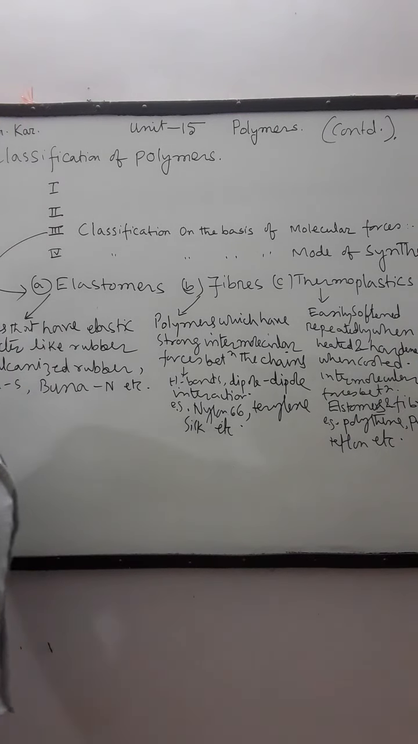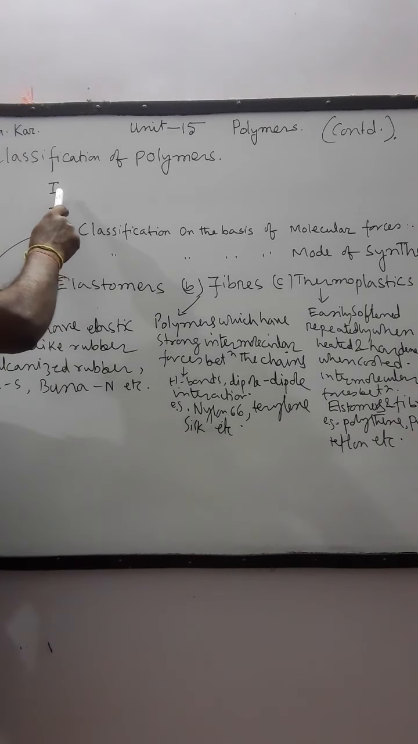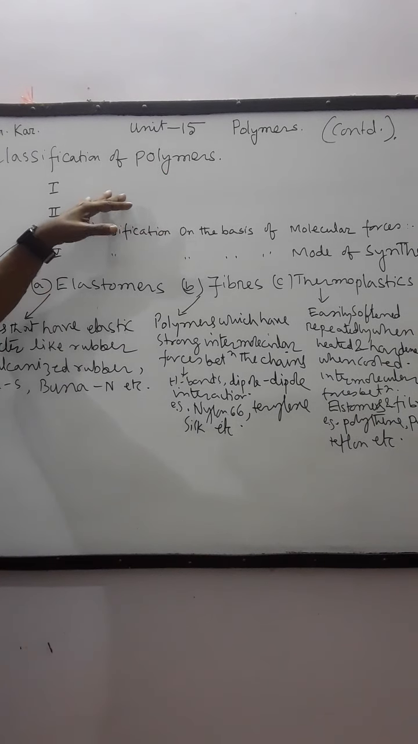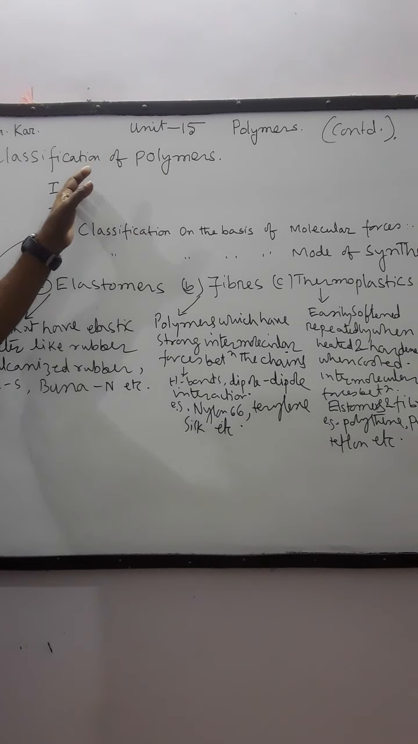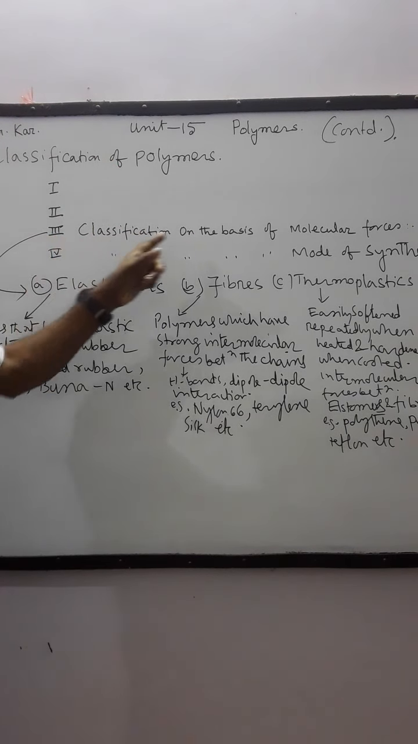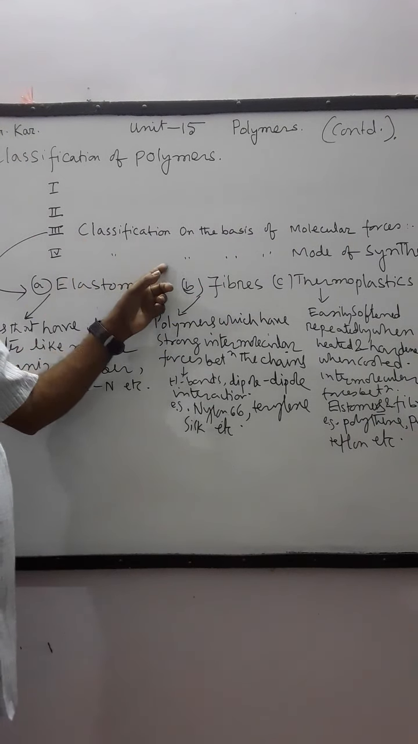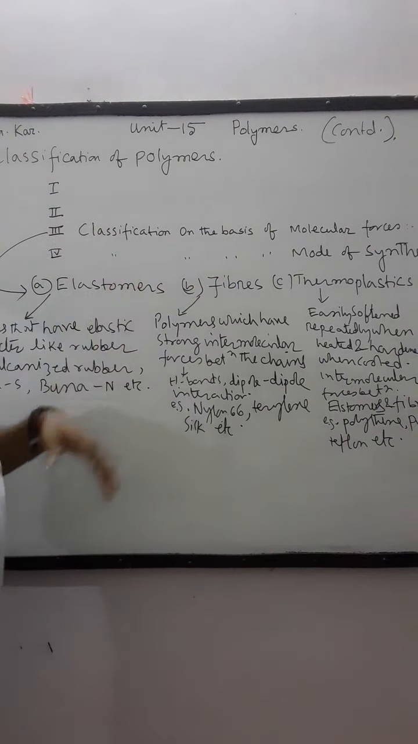So in our last class, we considered classification of polymers. Polymers are classified into 4 different types. Classification on the basis of source and structure was already discussed in our last class. Today, we consider classification on the basis of molecular forces and also classification on the basis of mode of synthesis.